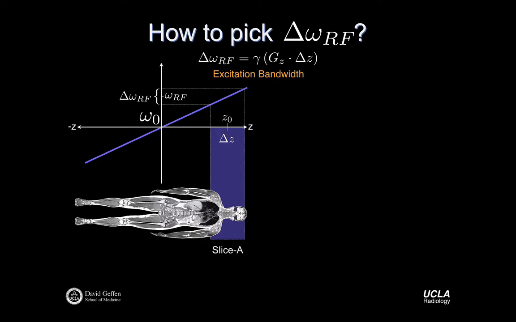And so in reverse, normally we pick our delta Z. If you sit down with a scanner, you're going to pick your slice thickness, 4 millimeters, 10 millimeters, whatever.